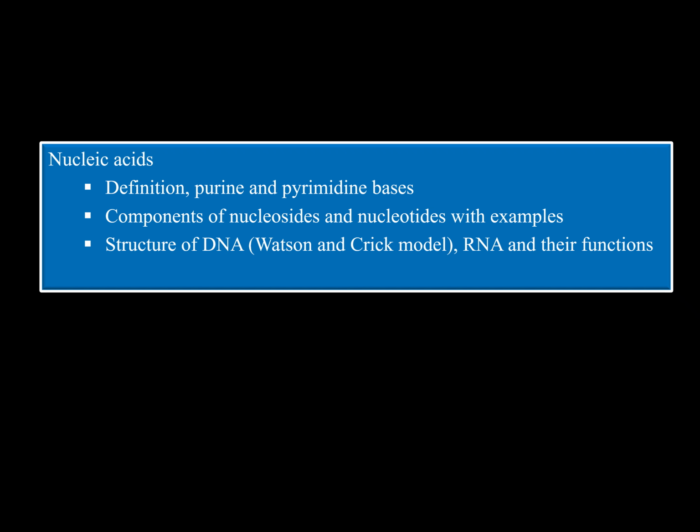Before we start, let us see what we will cover in this chapter. First, we will learn the definition of nucleic acid. Then we will study the nitrogen bases called purine and pyrimidine. After that, we will learn the components of nucleoside and nucleotide and how they are assembled. Then we will study the structure of DNA using the Watson-Crick double helix model. Finally, we will learn about RNA and the functions of different types of RNA.